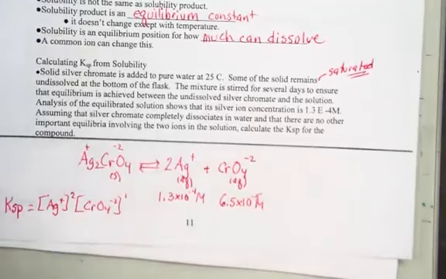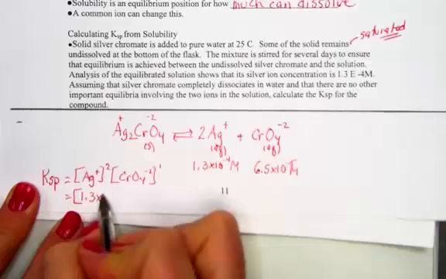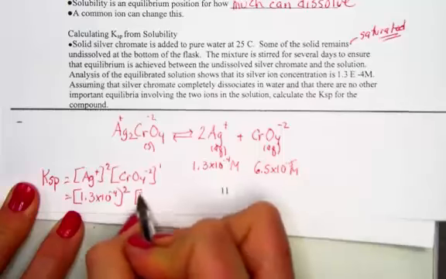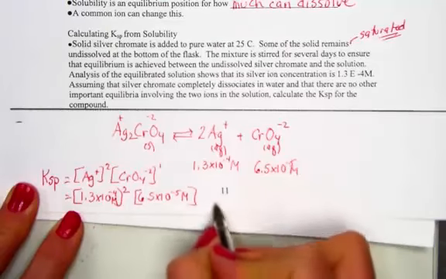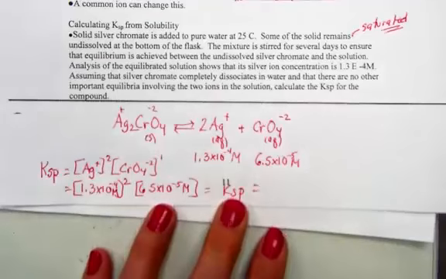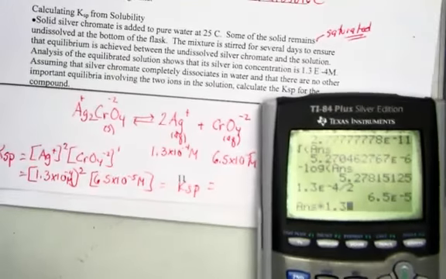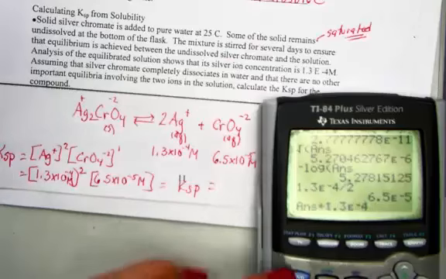And we're just going to plug it in. If KSP is the concentration of silver, 1.3 times 10 to the negative 4th, squared from that coefficient, times 6.5 times 10 to the negative 5th, molarity units for both of those, that will generate our equilibrium solubility product constant. We will hit 6.5 E negative 5 times 1.3 E negative 4, and we'll need to square that.